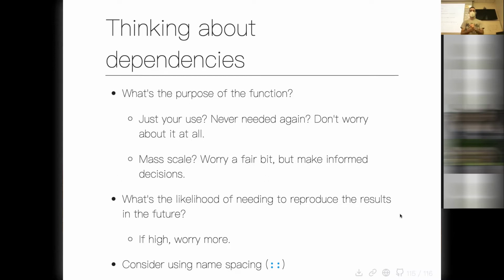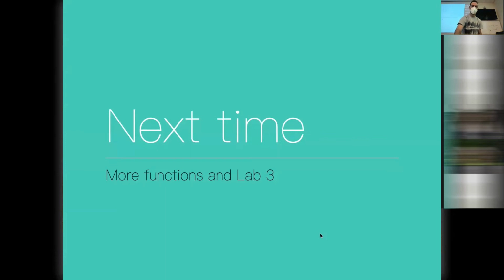Okay. So these slides have some other things to consider. If you're writing a function and it's just in your script, even then you might want to consider namespacing. So saying the name of the package, two colons, then the name of the function within your functions, because that'll make it very clear that this function depends on this other function from this other library. Okay, so that's it for those slides.